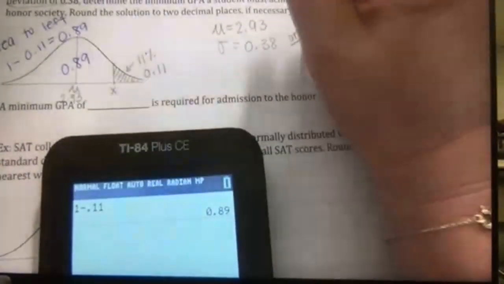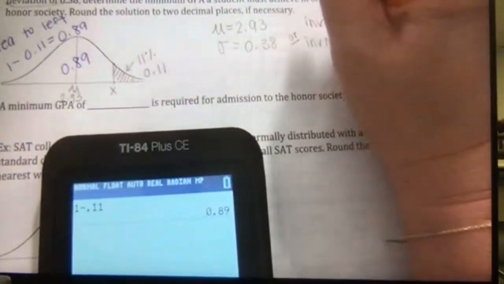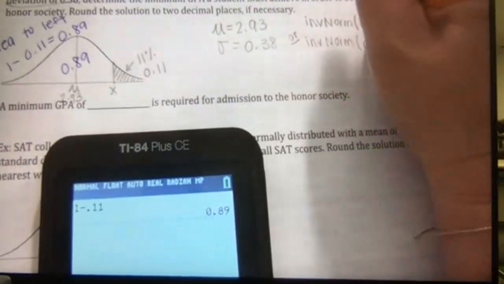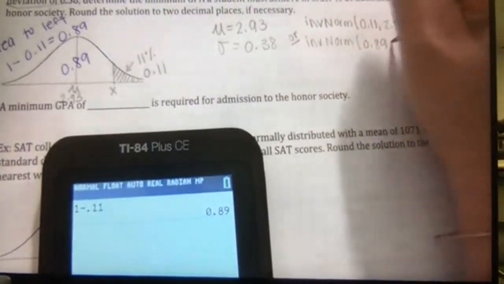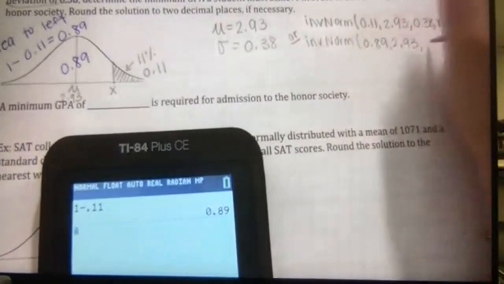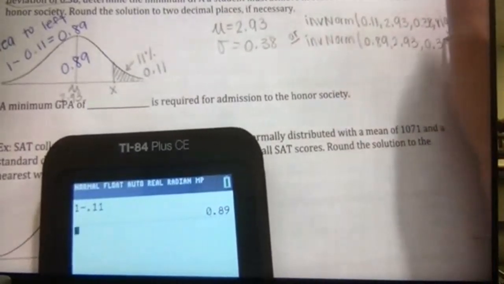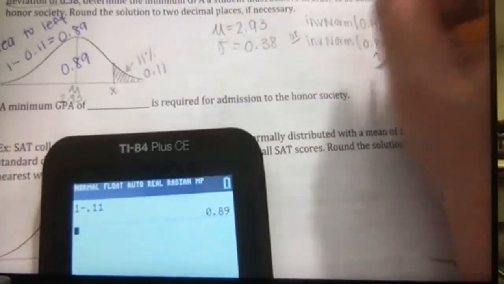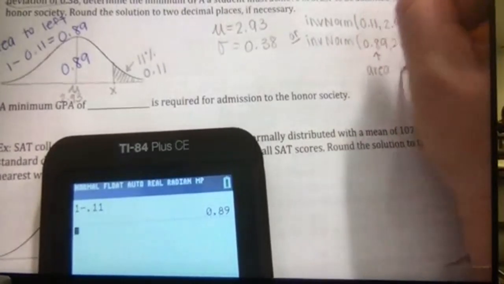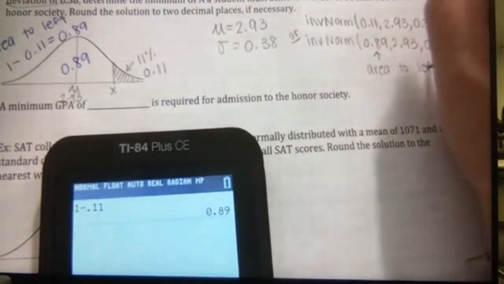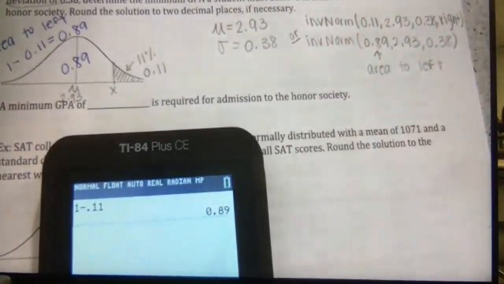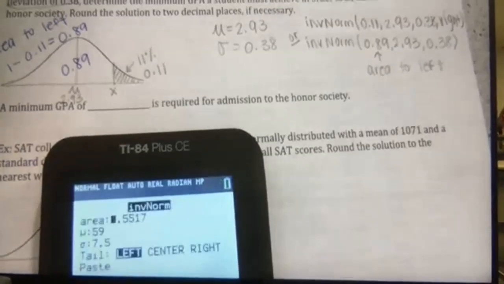So, on inverse norm, the area to the left would be 0.89. Our mean is still 2.93. Our standard deviation is still 0.38. And this would be area to the left. Either way, they're both going to give us the same answer. So second bar's inverse norm.